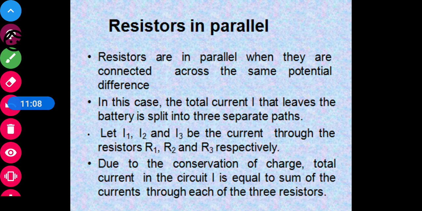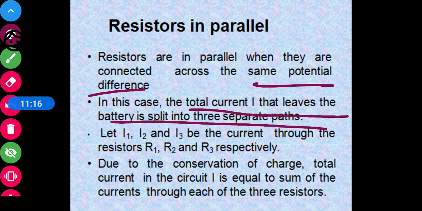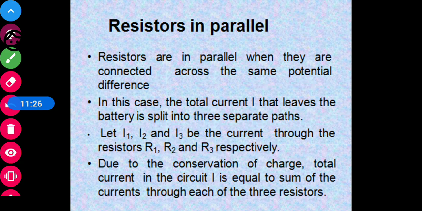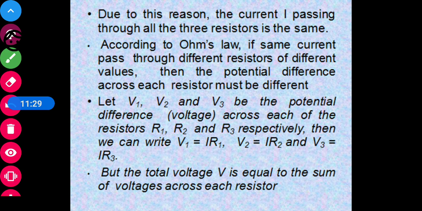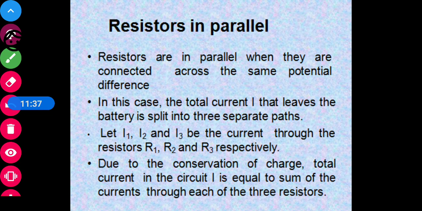Now resistors in parallel. Resistors are in parallel when they are connected across the same potential difference. In this case, the total current leaving the battery is split into three separate paths. Let I1, I2, I3 be the currents through the resistors R1, R2, R3 respectively. Due to the conservation of charge, the total current in the circuit I is equal to the sum of the currents through each of the three resistors.